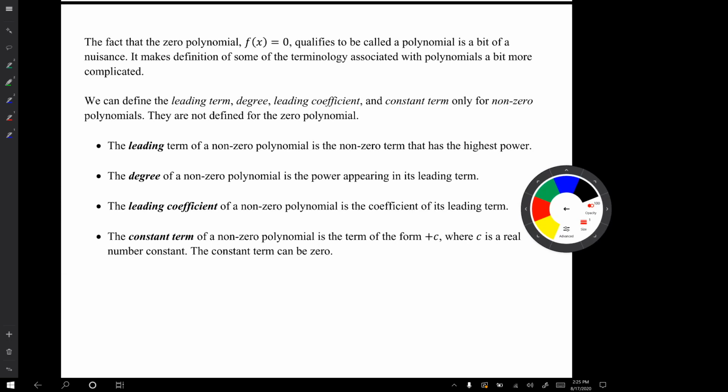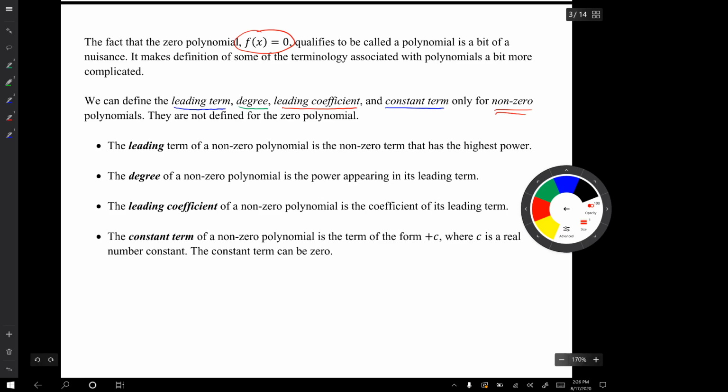The fact that the zero polynomial, f of x equals 0, qualifies to be called a polynomial is a bit of a nuisance. It makes definitions of some of the terminology associated with polynomials a little bit more complicated. But we can define these terms: the leading term, the degree, the leading coefficient, and the constant term. We can only define these for non-zero polynomials. They're not defined for the zero polynomial.